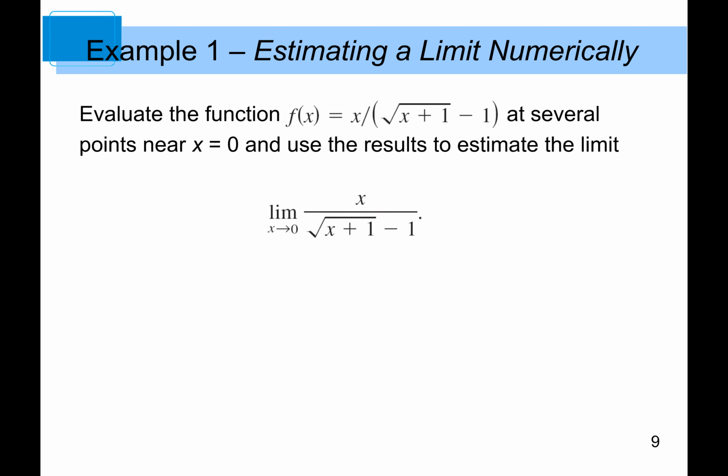So let's take a look: evaluate the function f of x equals x over the square root of x plus 1, minus 1, at several points near x equals 0, and then use the result to estimate the limit. If you do direct substitution, meaning if you just plug in x equals 0 into this function f of 0, you're going to have 0 over the radical of 0 plus 1, minus 1. So 0 over 1 minus 1. The radical of 1 equals 1, and 1 minus 1 is also 0, so we have 0 over 0. This is what we call an indeterminate form.